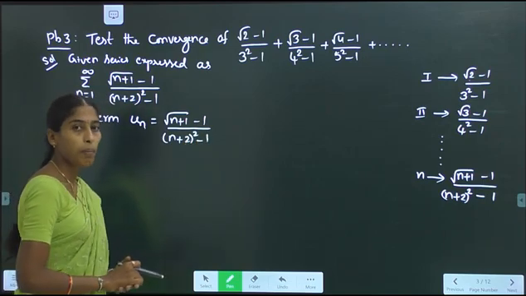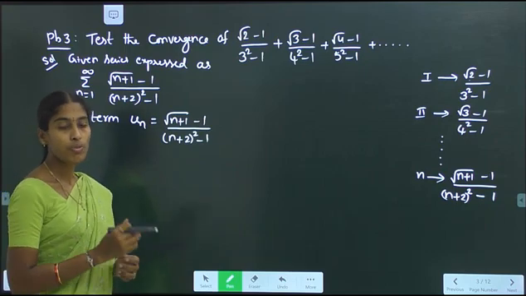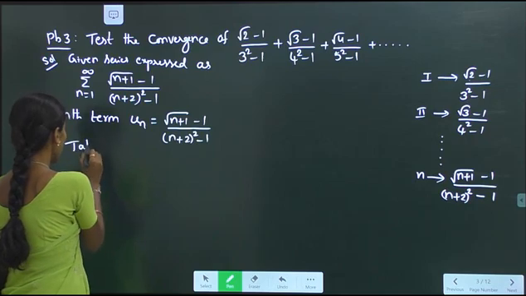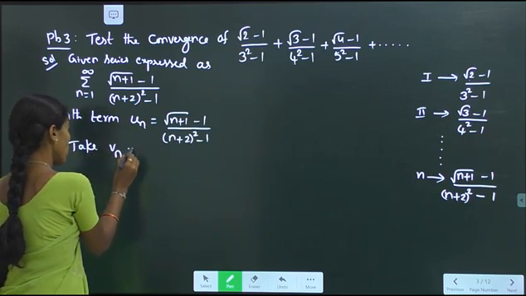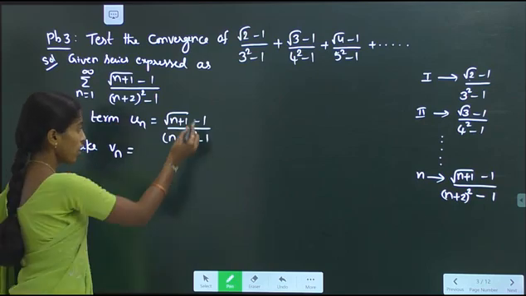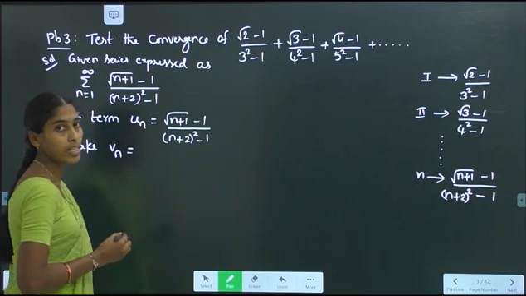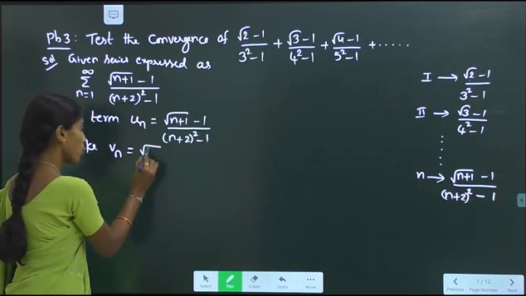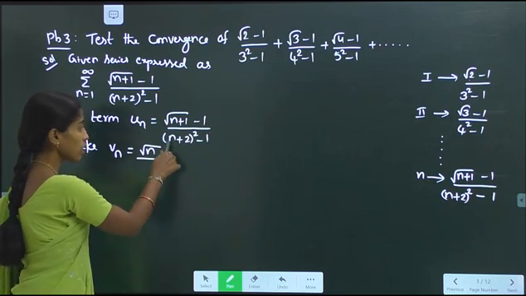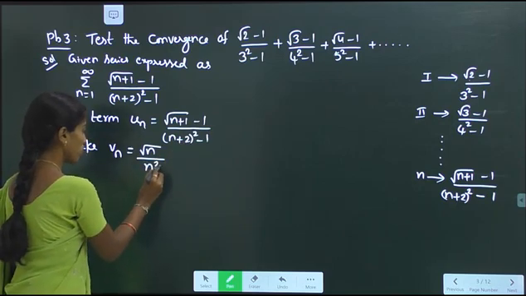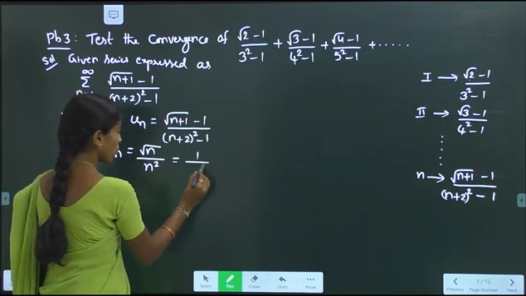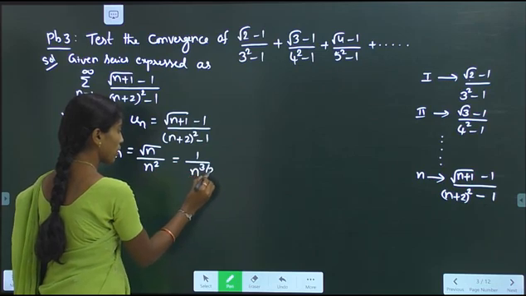So to apply the comparison test, we have to search for Vn. How can we choose that Vn? Take Vn equal to, now see, what is the maximum power of n available in the numerator? If you observe the numerator, root n is there. So we write root n, by the maximum power of n available in the denominator, which is n square. Right? Root n by n square means we will get 1 by n to the power 3 by 2.